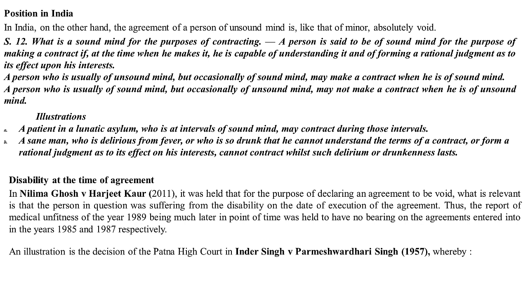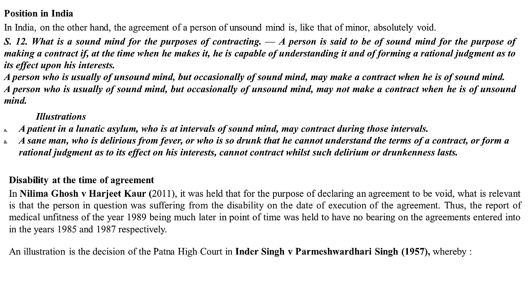upon his interests. A person who is usually of unsound mind but occasionally of sound mind may make a contract when he is of sound mind, and a person who is usually of sound mind but occasionally of unsound mind may not make a contract when he is of unsound mind. So there are two illustrations attached to this. Number A, a patient in a lunatic asylum who is at intervals of sound mind may contract during those intervals.